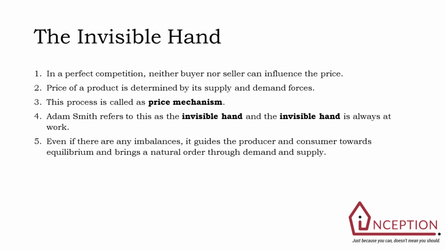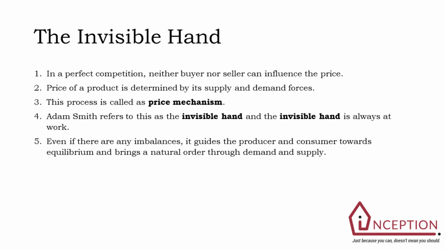In a perfect competition, neither the buyer nor the seller can influence the price. So why can't either of these guys influence the price? First of all, you as the buyer are too small to negotiate with the seller, and the seller on the other hand cannot influence the price because he does not have adequate resources. That is to say that he may not have enough money for advertising, he may not have the skill sets to go about negotiating with you, so therefore he is not able to influence the price from his side.